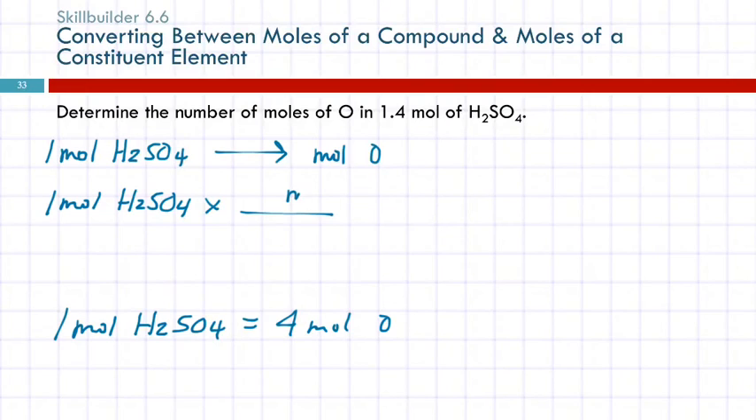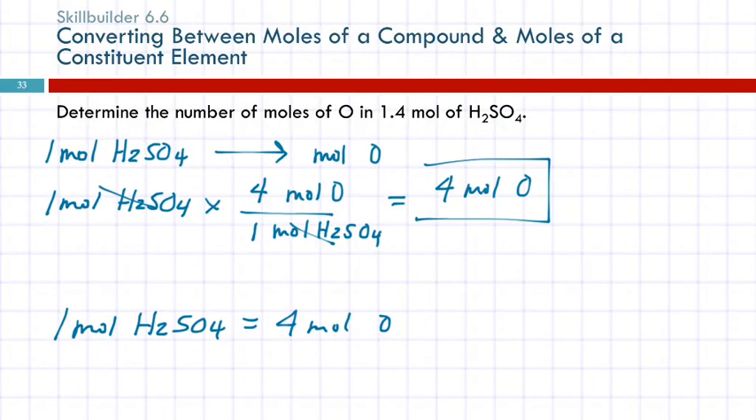So we want to go to moles of oxygen, and I want to divide by moles of H2SO4. And so those cancel. And then I look at what I wrote down here, or I look at the formula, and I see in one of these I have 4 oxygens. So there's 4 moles of oxygen in 1 mole of H2SO4. And this ends up being 4 moles of oxygen. Maybe a stupid problem, but it illustrates the use of the units.